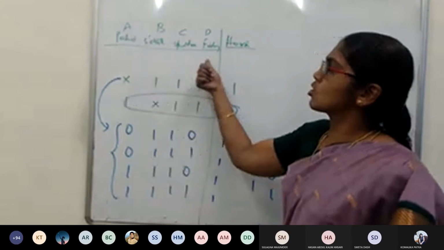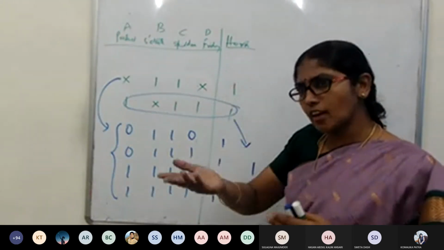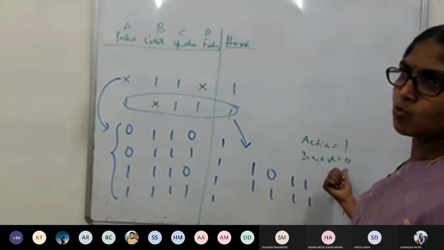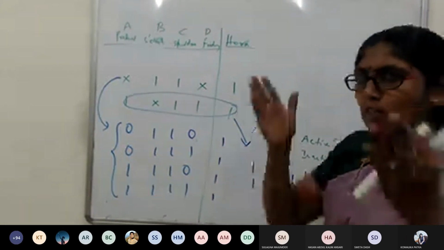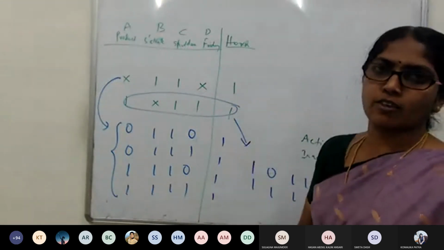See, in this 0 0 0 0 condition, nothing is there. Horn should not be activated. See, you can design the circuit the other way around also. Activated is 0 and inactive is 1. That also you can design, no problem. But you have to at least mention what your genesis is, like what you are following.